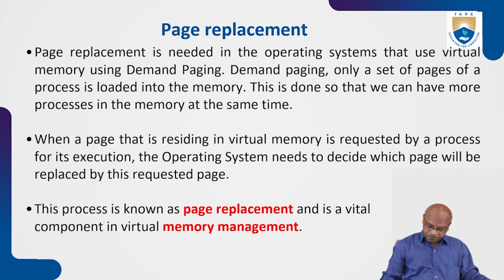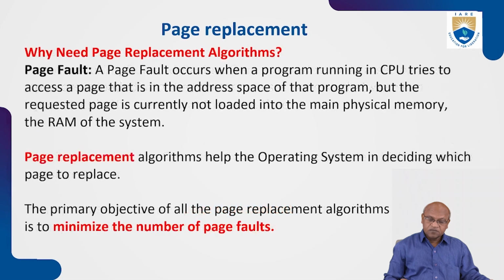So why do we need the replacement algorithms? Because of page fault, which we discussed, when we want to see the next page. We are demanding a page. If that page is available in the RAM, then the OS will show that page to the user. If that page is not available in the RAM, that's called page fault.